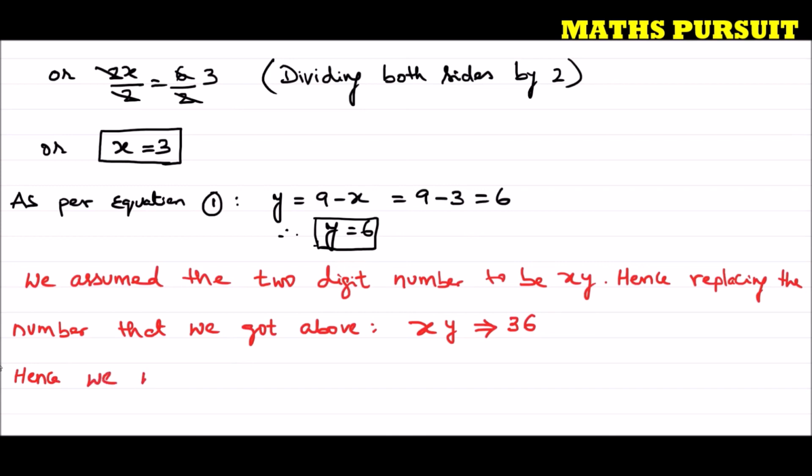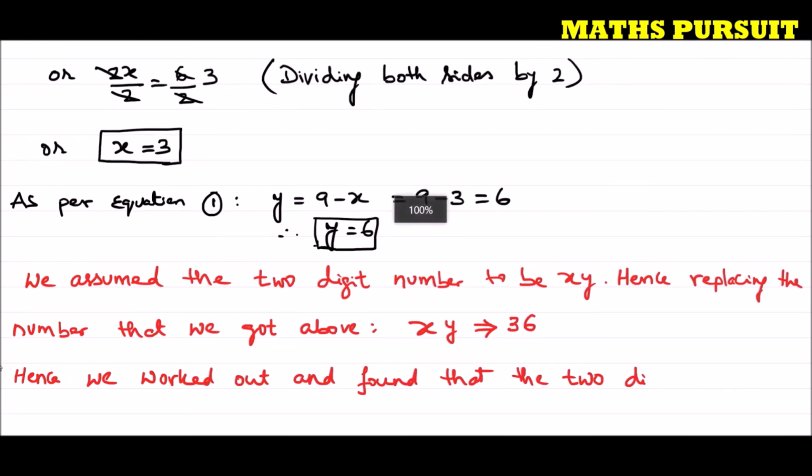Hence we worked out and found that the 2-digit number is 36. Hope guys you understood this. This is very simple and very straightforward. We just need to understand the question. If we understand the question, then we can easily answer these type of questions.